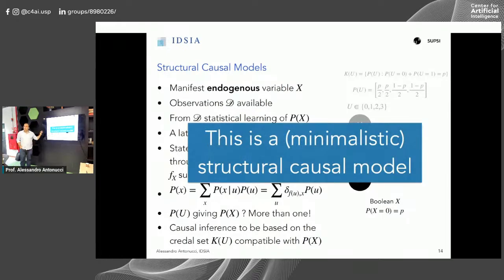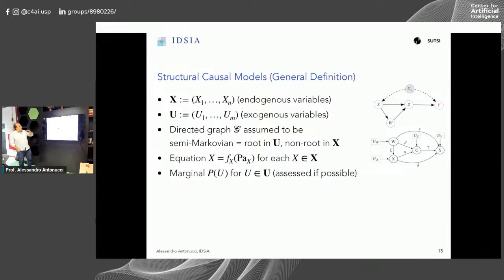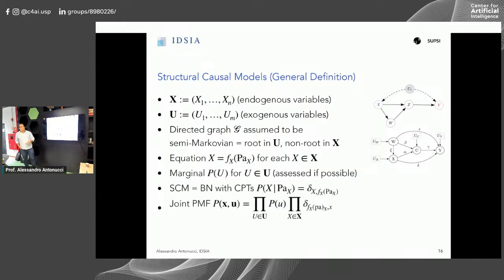Okay, so this was really a minimalistic example. In the literature you can find lots and lots of examples. Of course, generally speaking, you have multiple variables on the latent level, multiple variables on the observable layer. You might have complicated graphs. There are different notations. You might have continuous variables. You might have discrete variables, whatever.